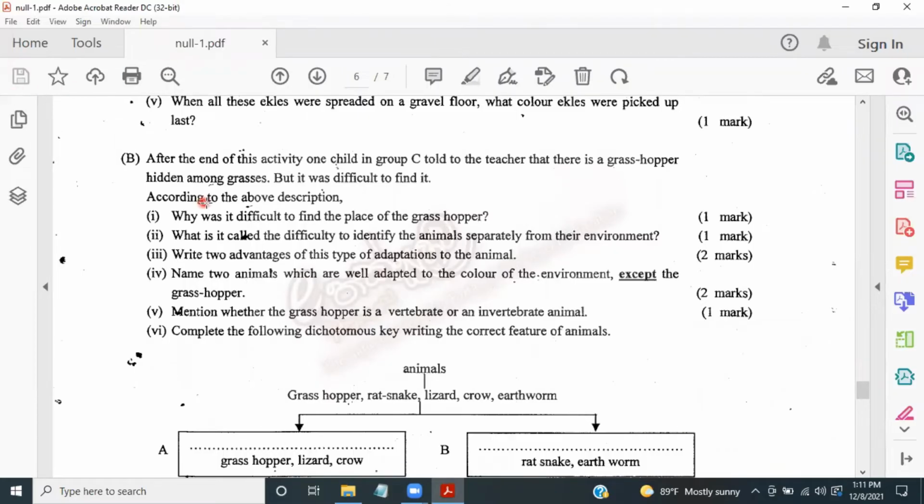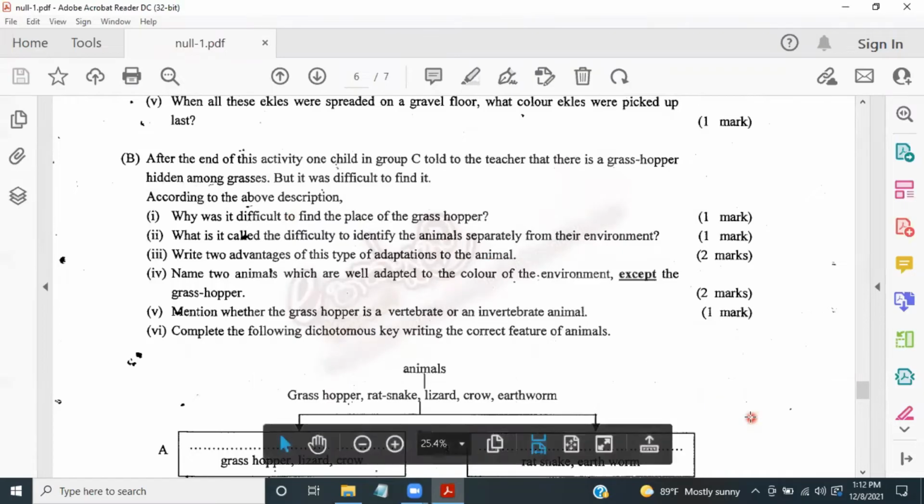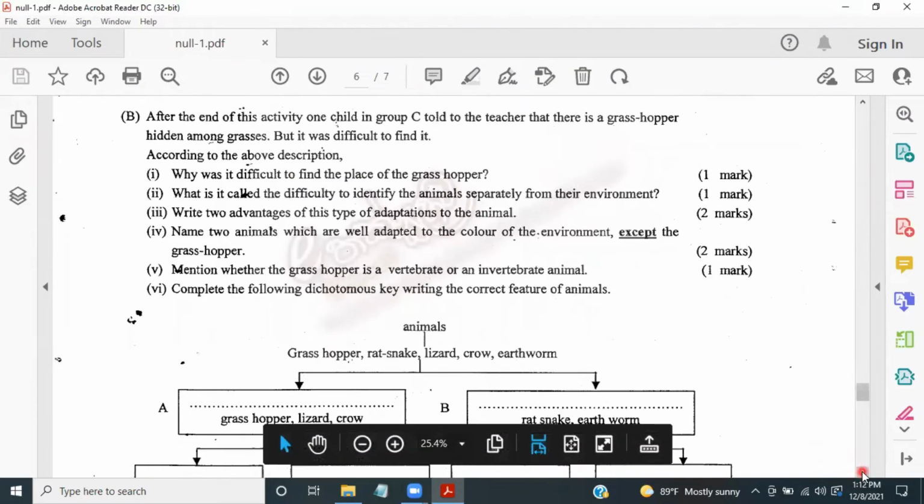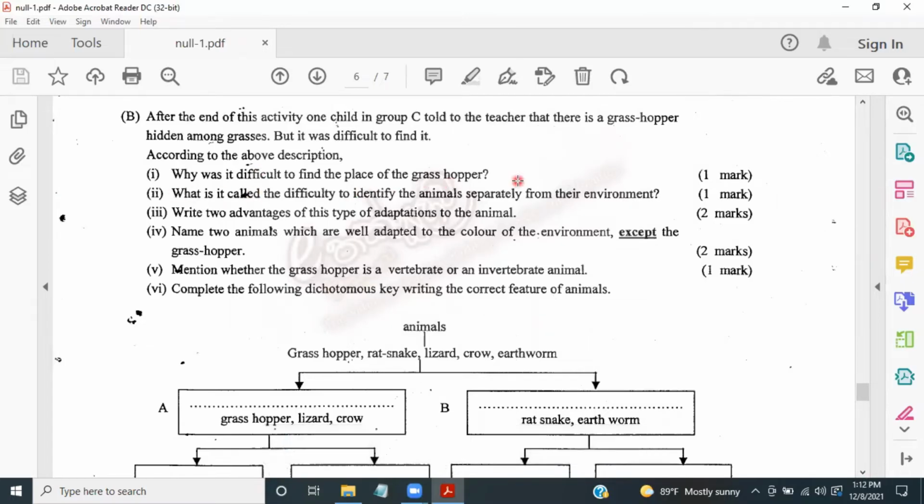B. After the end of this activity, one child in group C told the teacher that there is a grasshopper hidden among the grasses, but it was difficult to find it. According to the above description, why was it difficult to find the place of the grasshopper? Write down the answer.